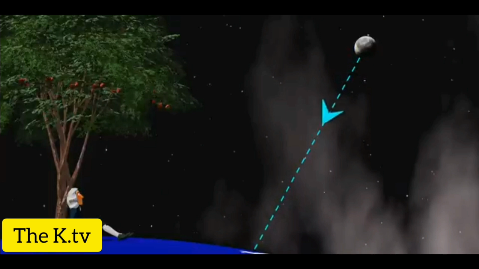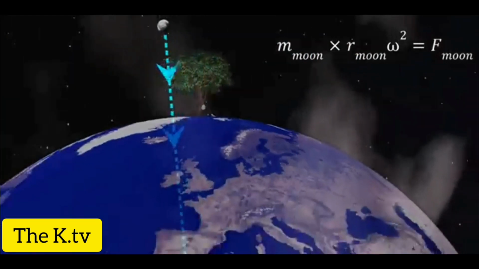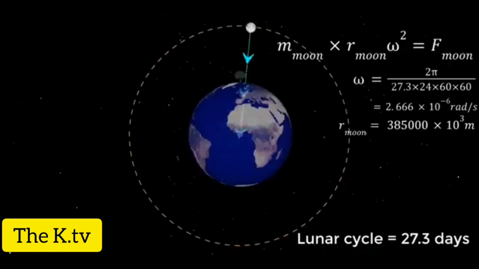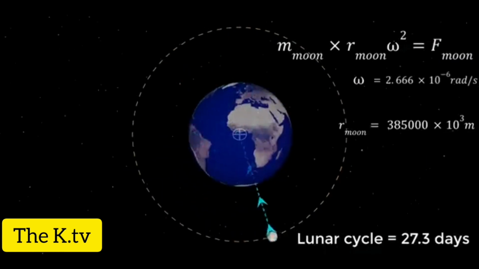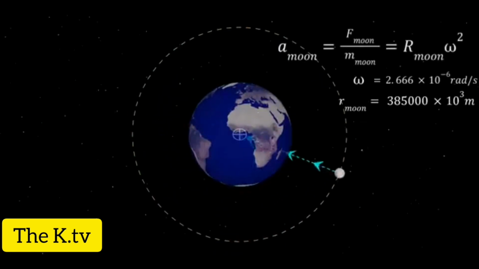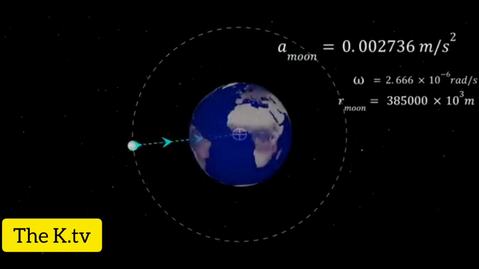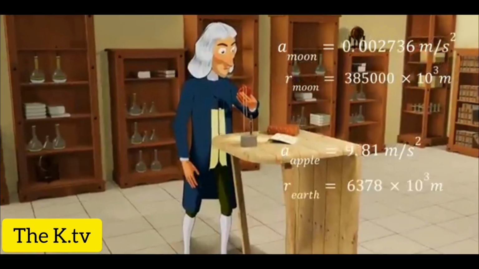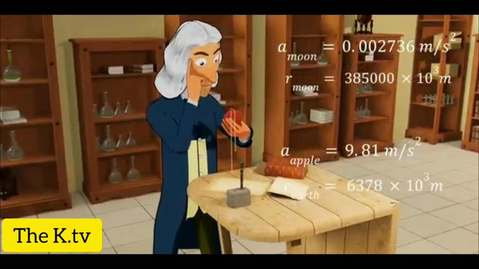However, the Moon doesn't fall to the Earth because the centripetal force required for the Moon's circular motion is supplied by the gravitational force. People at that time already knew the Moon's angular speed and the distance between the Earth to Moon. Based on this force balance idea, Newton calculated the centripetal acceleration of the Moon. The force acting on the apple near to the Earth's surface can be easily calculated by measuring the apple's acceleration. The value of this acceleration is 9.81 meter per second squared.